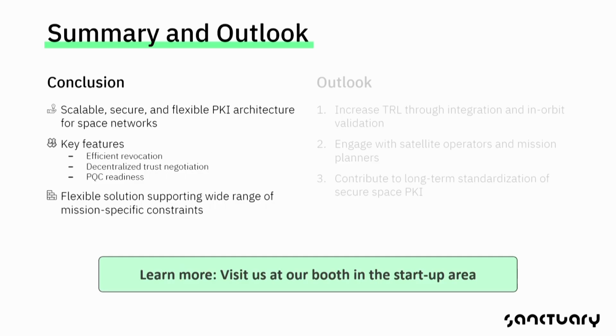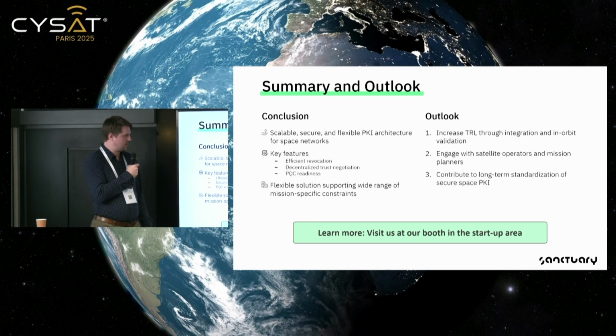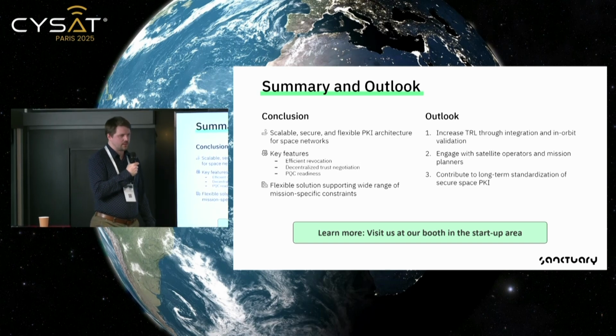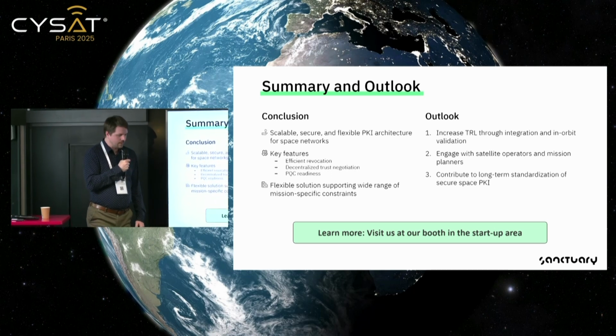So to conclude, we have shown a new architecture for PKI, which allows efficient revocation, decentralized trust negotiation, and is post-quantum ready. And it's still flexible so that it can be tailored and adapted to various mission constraints. And for the future, we plan to further develop our solution, and we are looking for engagement with, in particular, satellite operators and mission planners to get it into a realistic mission.